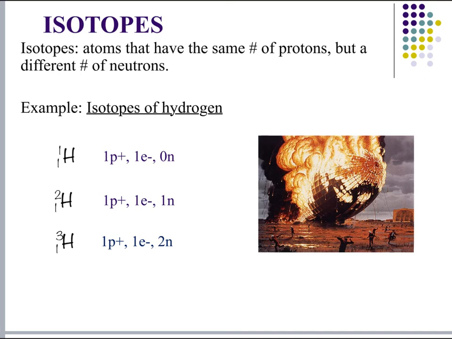So for hydrogen, the hydrogen 1 would have 1 proton and 1 electron, because 1 minus 1 is 0 neutrons. Deuterium, so the isotope with a mass number of 2 for hydrogen, would have a proton and electron, and then 2 minus 1 actually gives me also 1 neutron. And then there's also an isotope that has a mass number of 3 for hydrogen, and so you've got a proton, an electron, and 2 neutrons.